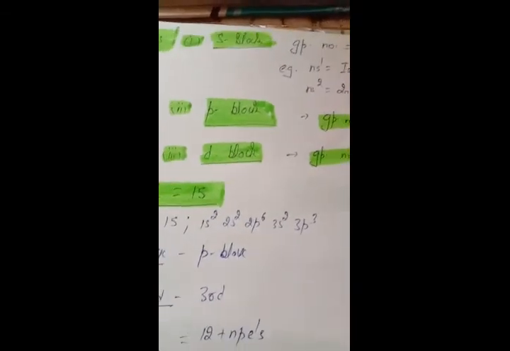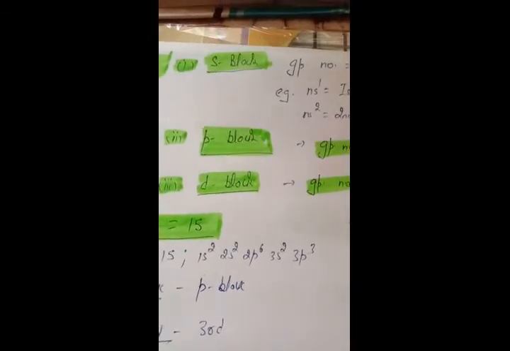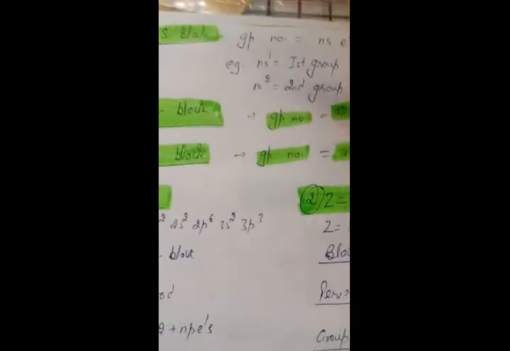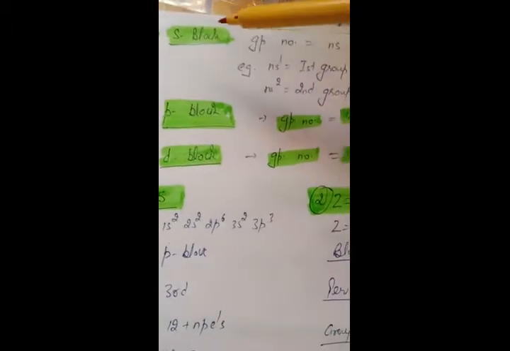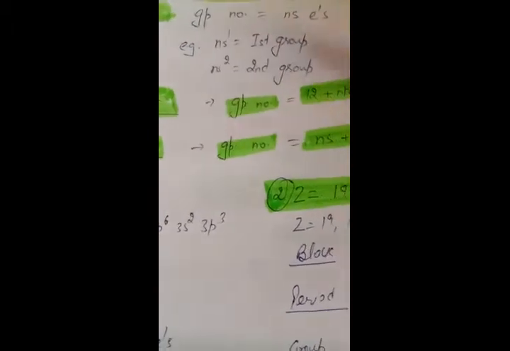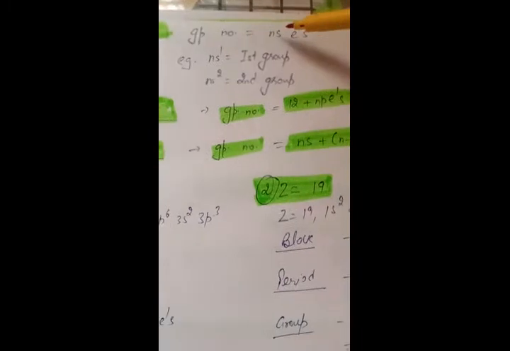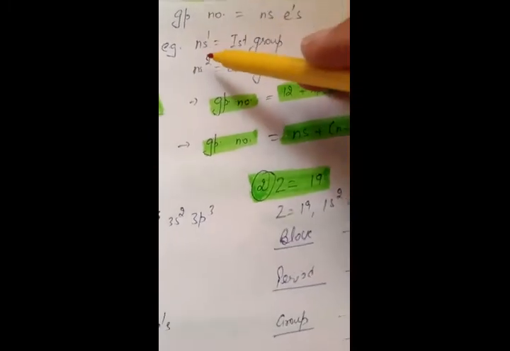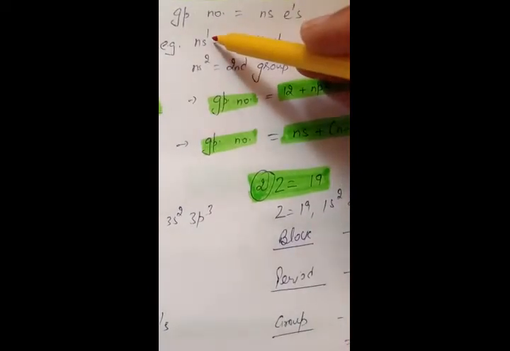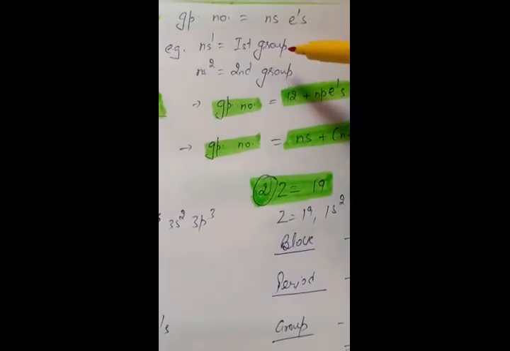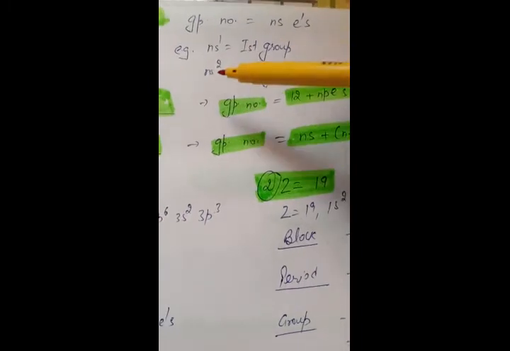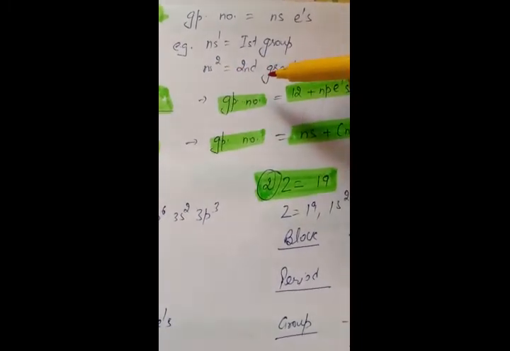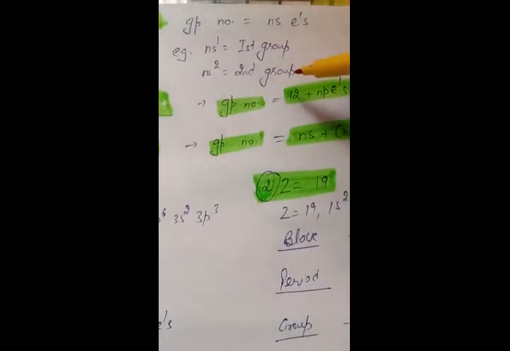Next, if you have to find the group also, so for groups, you confirm from the last electron which block it enters, and that gives us the group number. If it's an s block element, then the group number is equal to the number of ns electrons present. For example, if in the s block only 1 electron is present, then that element belongs to the first group. And if 2 electrons are present in the s subshell, it's a second group element.